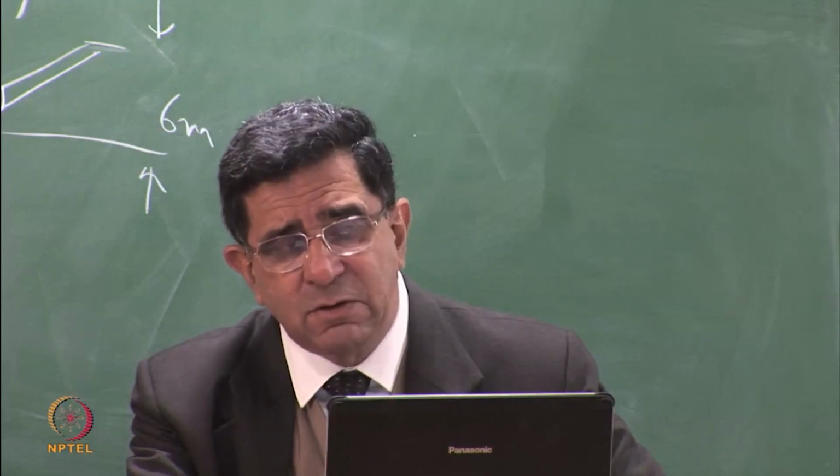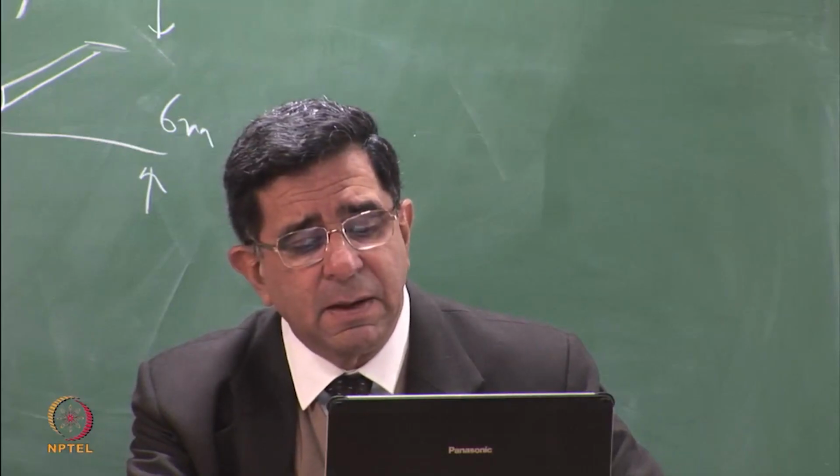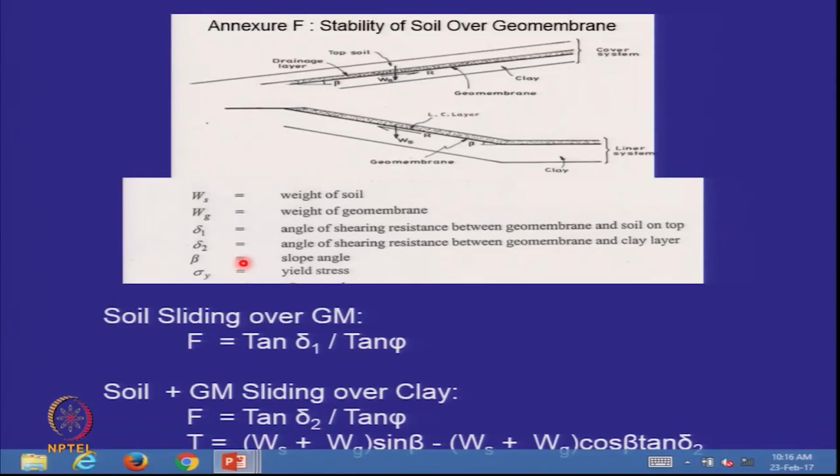So I'm going to come back to this analysis. If I look at these diagrams, I do not know whether how clear they are, but we are looking at the cover and we are looking at the liner, and I've already said first we look at the soil sliding over the geomembrane, okay? And very simple, soil sliding over the geomembrane is the tan of delta of the soil on top of the geomembrane.